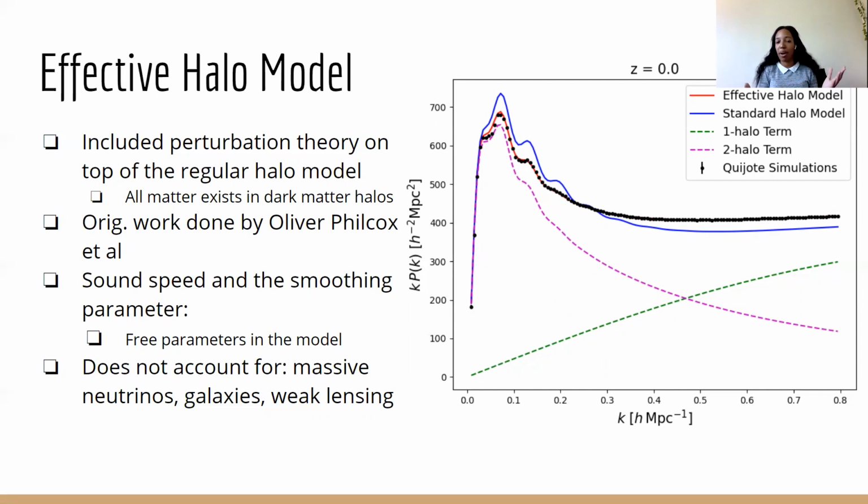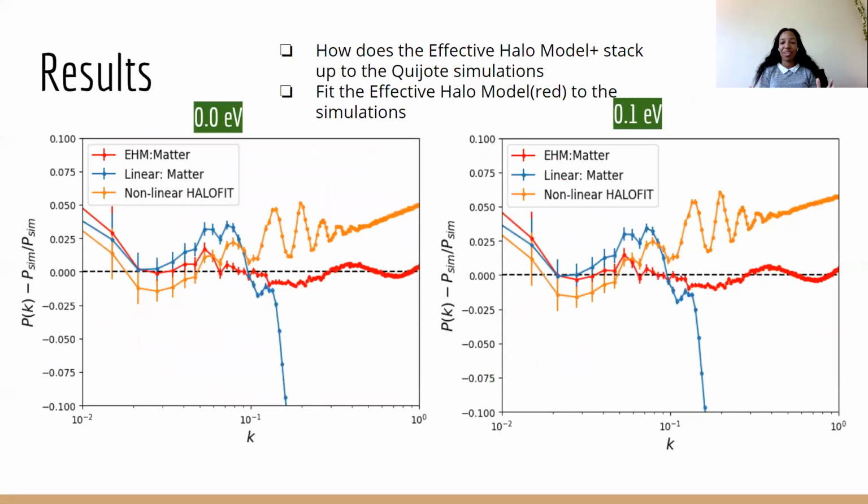And the effective halo model deals with that with perturbation theory, which includes the nonlinearity. And so that's just the big difference between the old and the new effective halo model. Something that the effective halo model doesn't necessarily account for are massive neutrinos, galaxies, and weak lensing. So for my research this summer, we focused on massive neutrinos. And here we are. Nice segue.